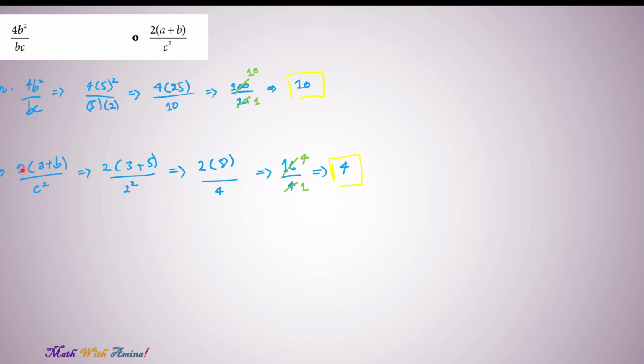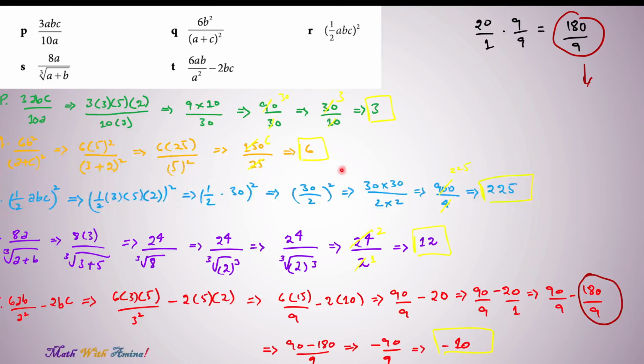The next expression is 2 into a plus b over c square. So plugging in the values of the variables, we get 2 into 3 plus 5 over 2 square. Now doing the operations in the expression, 3 plus 5 is equal to 8 and 2 squared is equal to 4. So 2 multiplied by 8 is equal to 16 and 4 is in the denominator as it is. If you further simplify it, 4 multiplied by 1 is equal to 4 and 4 multiplied by 4 is equal to 16. So the final value of this expression is 4.